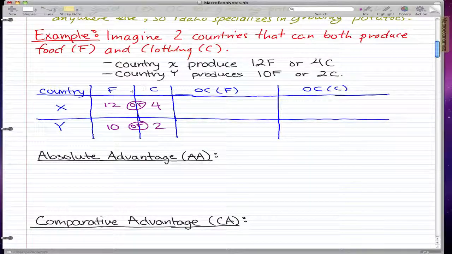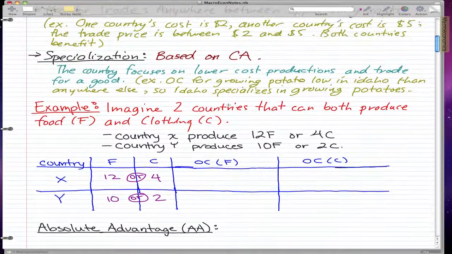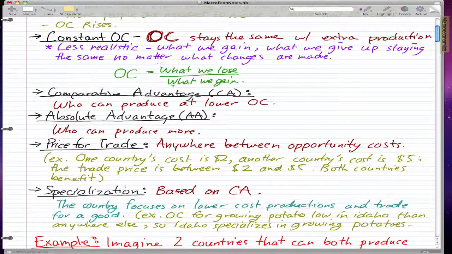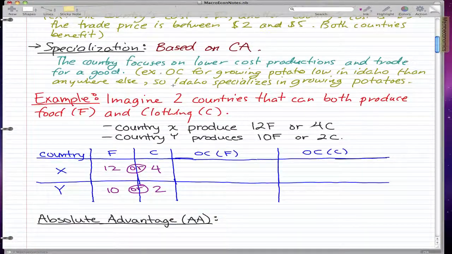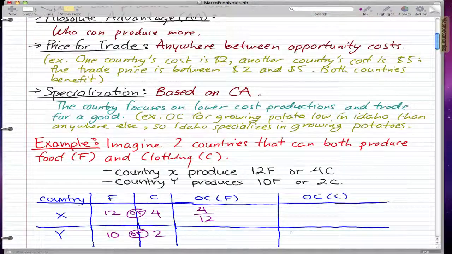Okay, now that we got that down, let's calculate the opportunity cost for food. So the opportunity cost, remember, is what we lose over what we gain. So the opportunity cost for food is, what we lose is 4 clothing, and what we gain is 12 more pieces of food. So that's how we calculate it.